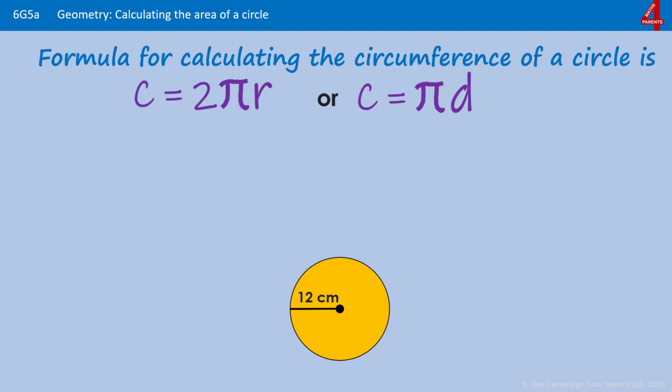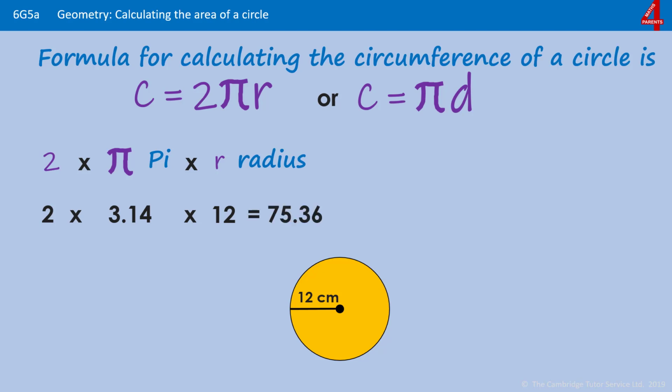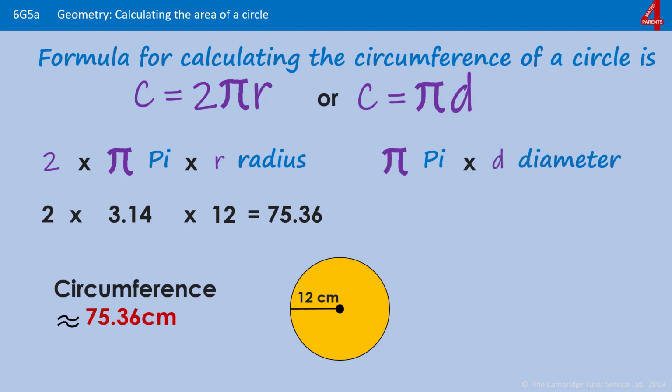And here's one for you to try. You can use whichever method you prefer. Just remember, if you're going to use the second formula, you must remember what the diameter is and not use the radius. Pause the video, have a go. Using the first method, 2 times pi times the radius. That's 2 times 3.14 times 12, which is 75.36 centimetres. And if you use the second method, that's pi times the diameter, which is 24. 3.14 is pi times 24, and you'll get the same answer, 75.36, which is the approximate circumference.